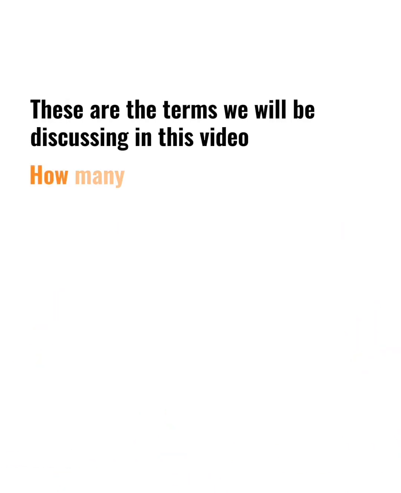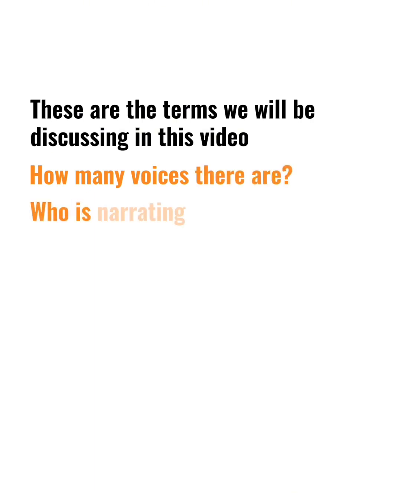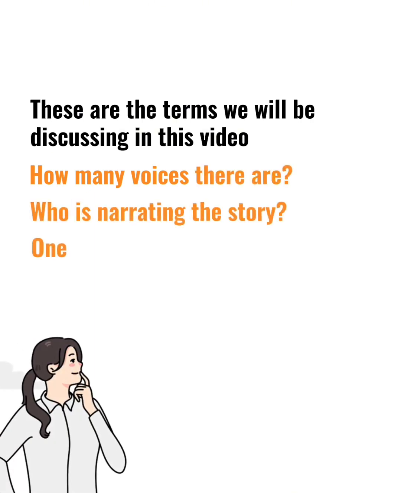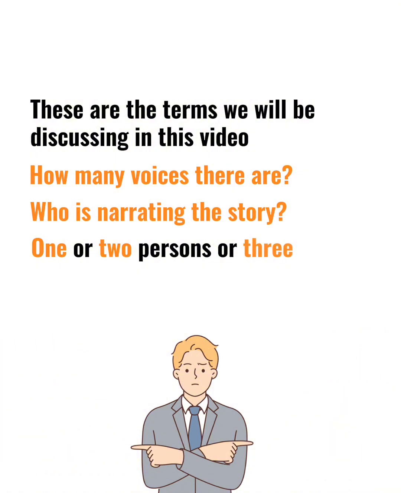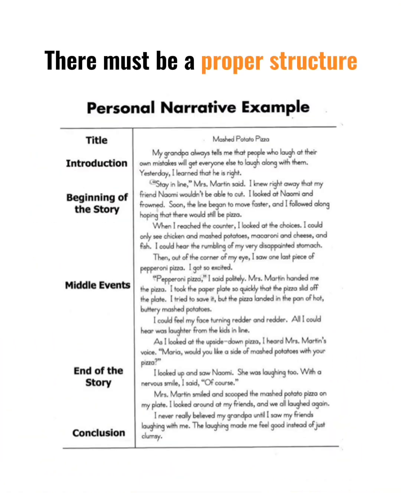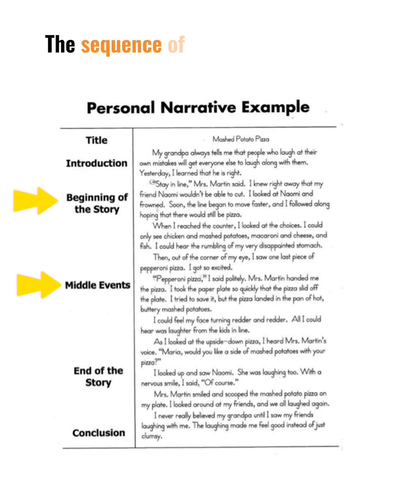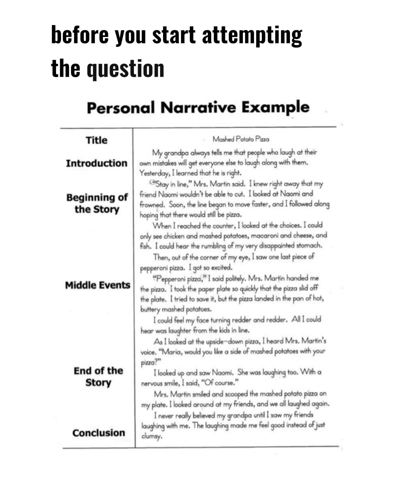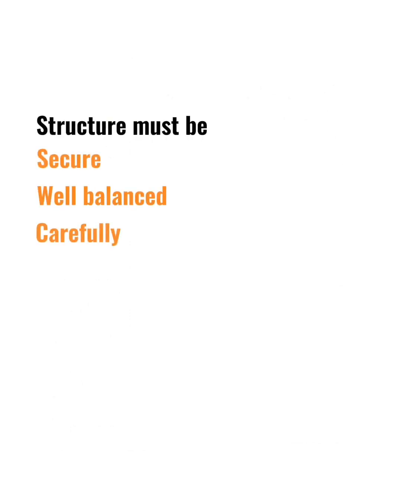You must know how many voices there are, who is narrating the story, one or two persons or three. There must be a proper structure. Where does your story begin? What happens next? The sequence of events must be clear before you start attempting the question. Structure must be secure, well balanced, and carefully managed for deliberate effect.